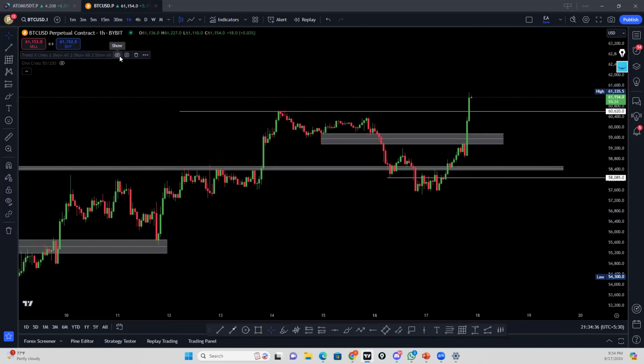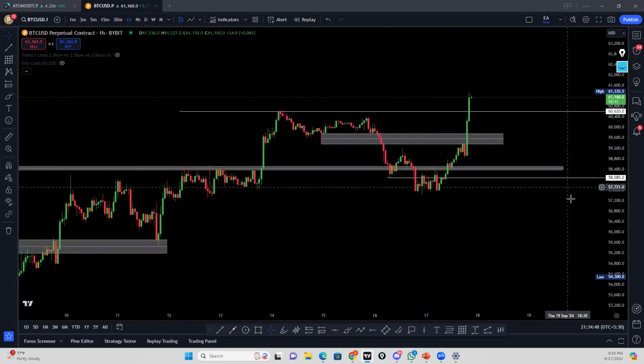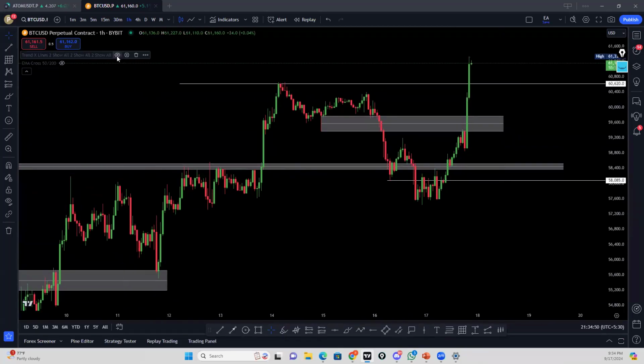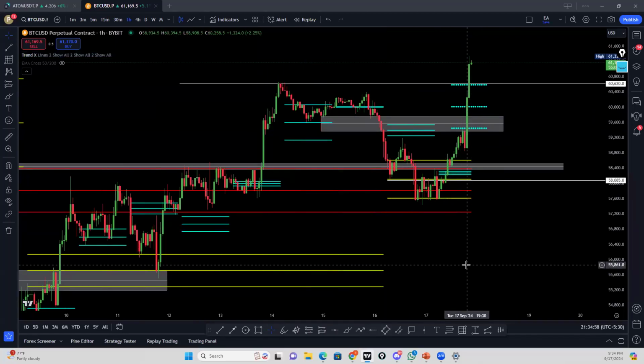I'll give you the best tip for you. Whatever your time is before a new daily trend X, right? For me, it will print at 5:30 a.m. So just go to daily trend X and look where the next daily pivots are. So you will get an idea. Okay, this is the next daily pivot.